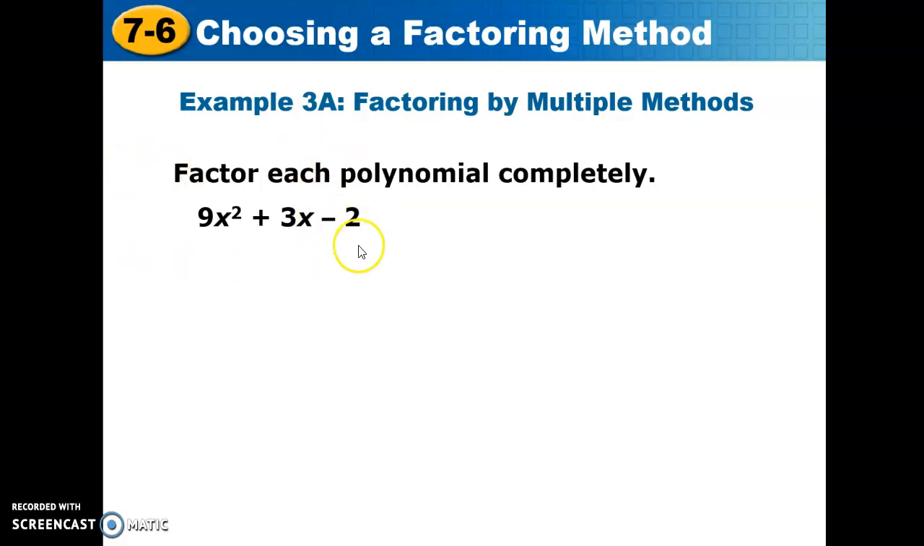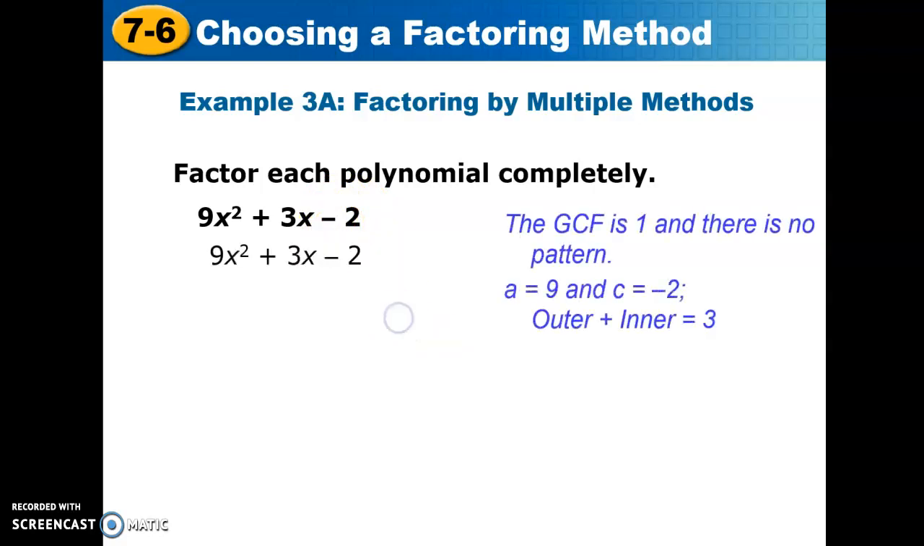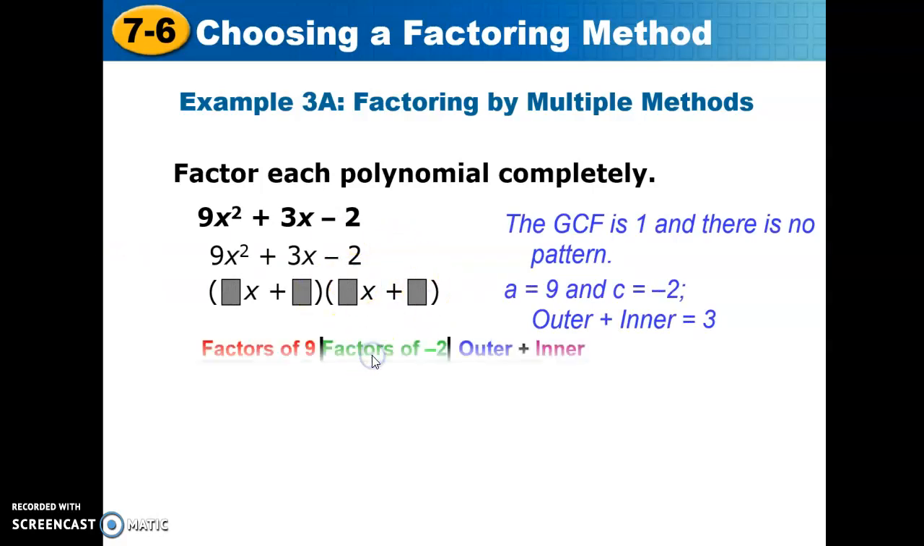Does this look like a perfect square trinomial? It does not. And the reason it doesn't is because this 2 over here is not a perfect square. So we have to resort to using guess and check. Okay, so when you do guess and check, you just kind of have to play around with those numbers.